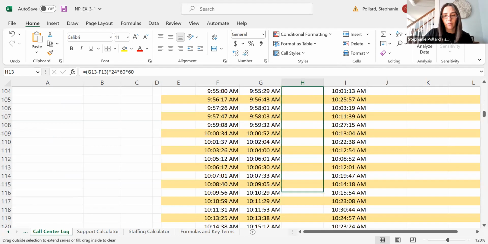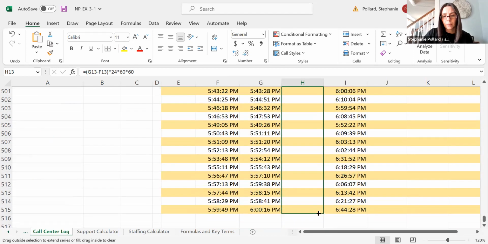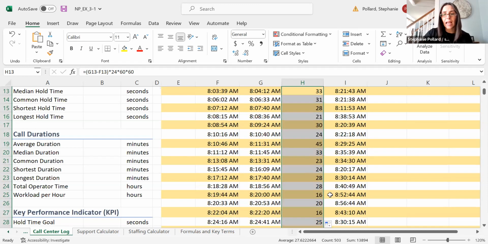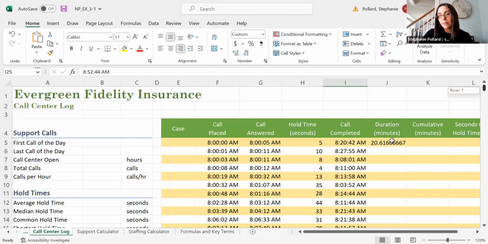Again, and just keep going for the entire document. And again, I'm going to choose to fill without formatting because I like my background colors going back and forth. So I want to leave that alone. And I can do the same thing here with my duration in minutes. Again, I'm just going to go ahead and copy those down.